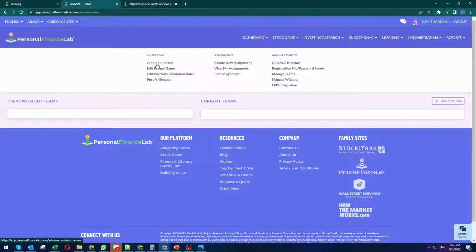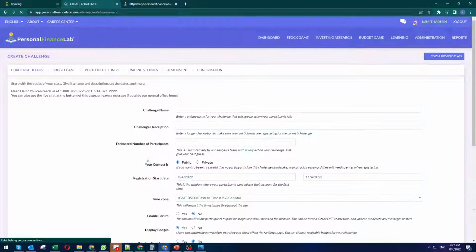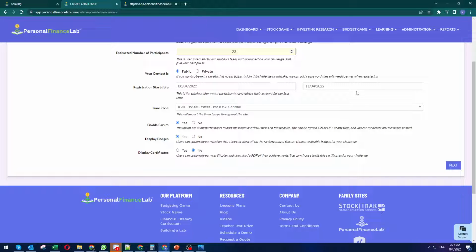Very quickly, I'm going to go to create a new challenge just to point out some of the other rules that I didn't get to here. I'm going to skip through a lot of these rules real quick. I'm going to give every class a name, a number of participants, registration dates. If we have forums built in, you can choose whether or not your students want to be able to see those forums.